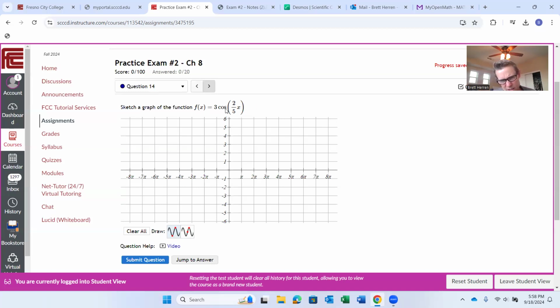So I would come in here and go, hey, this one has nothing added or subtracted next to x. So it starts at 0. Cosines always start at the top. So it'd be 3 up there. And then the period, you have to calculate it. I'm not showing the calculation, but it's 2 pi over b, 2 pi over 2/5. Flip that up. It's going to be 5 pi.